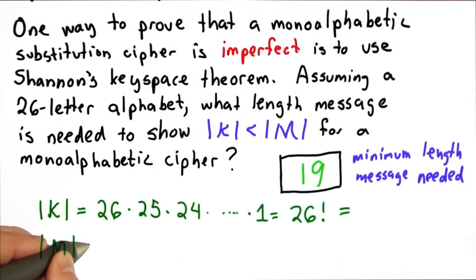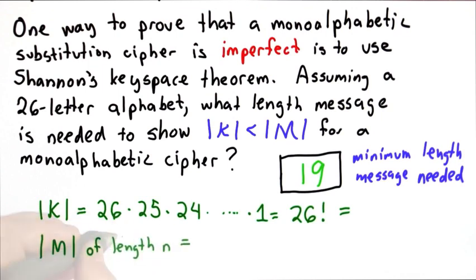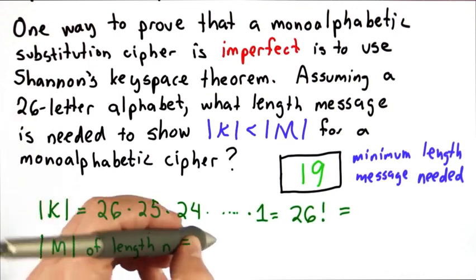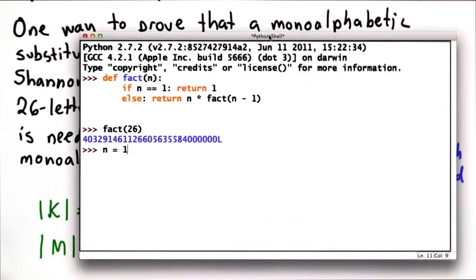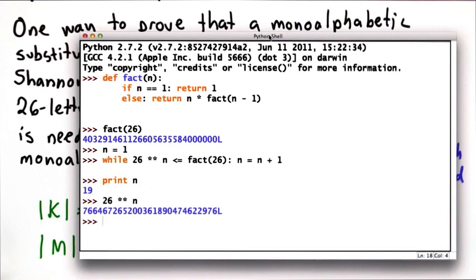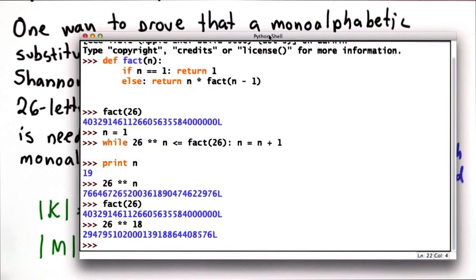What we need to know now is how this compares to the message space. The number of possible messages of length n, well, each letter in the message can be any letter in the alphabet. So that's just 26 to the n. So we're going to find the first number n where 26 to the n exceeds factorial 26. And we get 19. And we can confirm that 26 to the n is indeed greater than factorial of 26. 26 to the 18 is less than it.